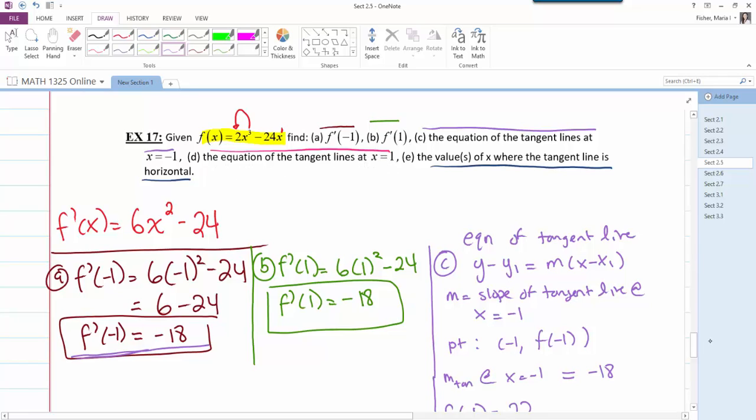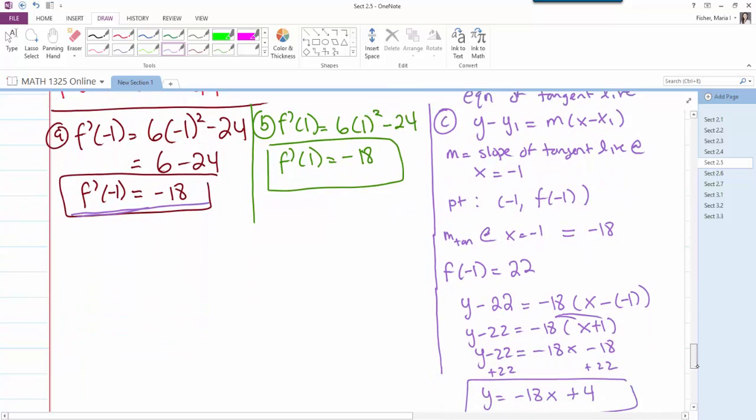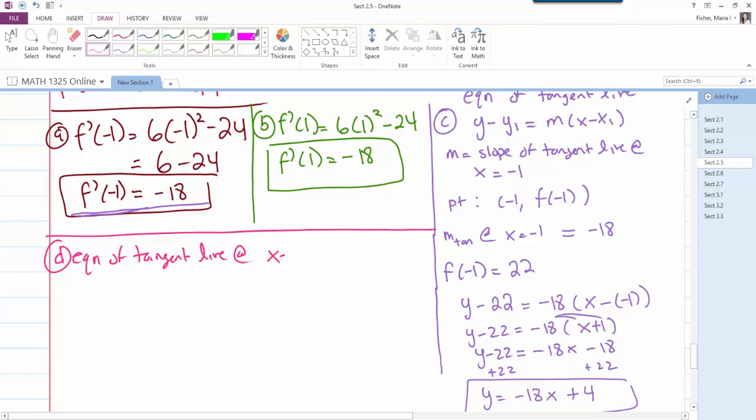Well, part D said do the exact same thing, except for now we're going to find the equation of the tangent line at x equal 1. Part D, the equation of the tangent line at x equal 1, I needed the slope of the tangent at x equal 1. Well, do I know what that is? I sure do. It was equal to -18. So then I just need that ordered pair, 1 comma f of 1.